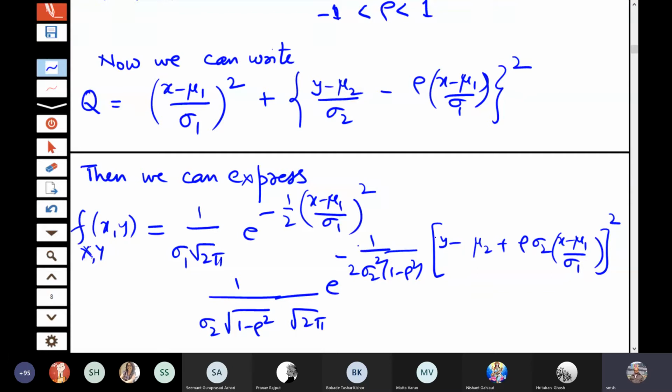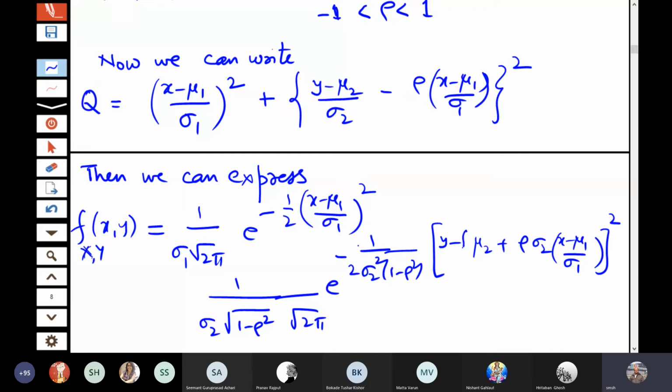Now suppose I want to integrate this with respect to y. I want to get the marginal distribution of x. Then I will integrate this with respect to y. So the first term that I have written will not be integrated because that is involving only x. The second term is looking like a density function of y with a mean mu2.